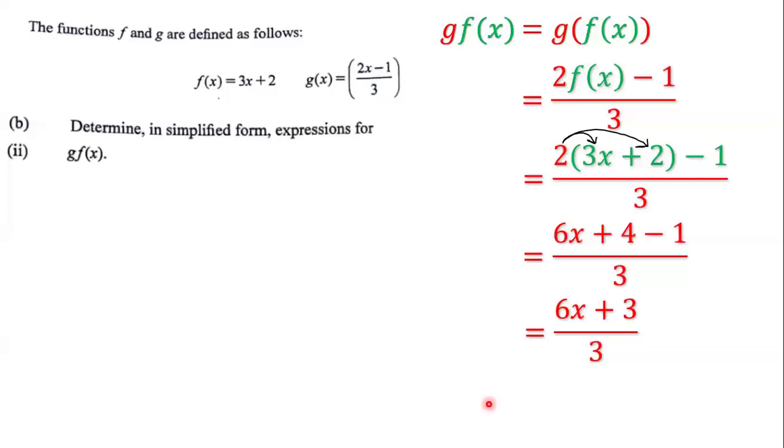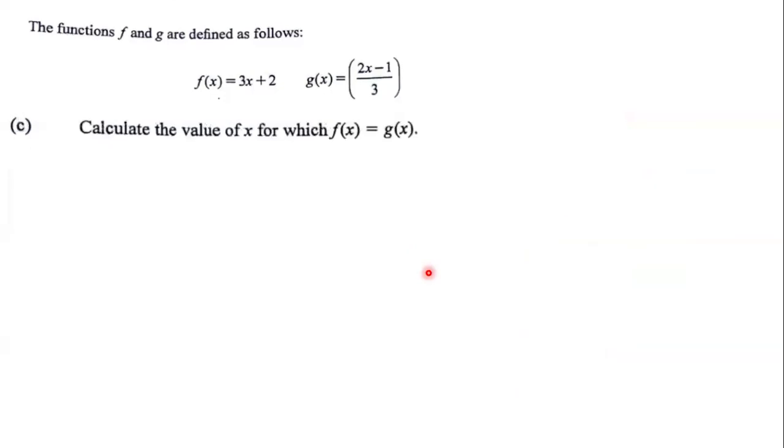But we could simplify this some more, because it is 6x divided by 3 plus 3 over 3. Now what is 6x divided by 3? Well, 6x divided by 3 is 2x, and 3 divided by 3 is 1. And so that means that g of f of x, written in simplified form, is 2x plus 1, and that's the answer to this question.